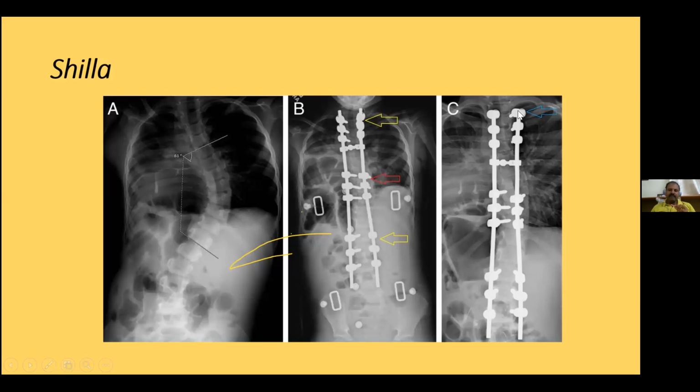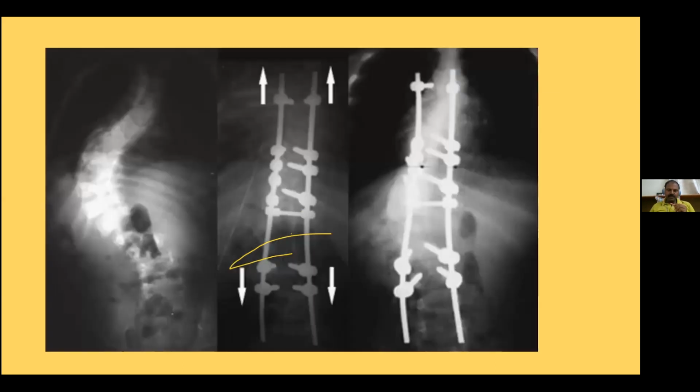So as the child grows, you see the rod here, you don't see the rod here, so the growth has happened. And slowly the growth happens both this way and that way, both above and below, and then it slides. That's the technique of Shilla. So another case to show you.